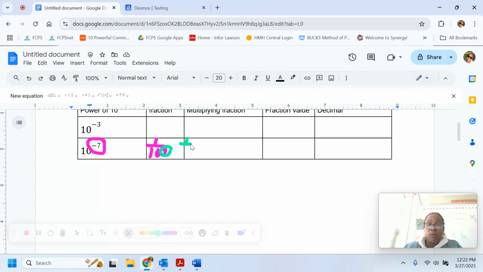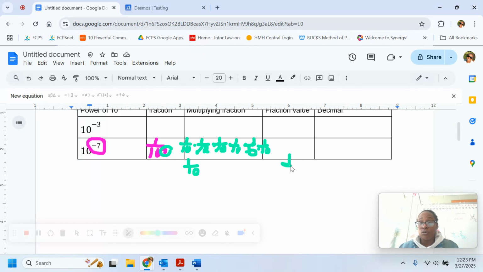So it would be 1 over 10 times 1 over 10 times 1 over 10 times 1 over 10 times 1 over 10. And I've got 2 more to do. 1, 2, 3, 4, 5, 6, and I'm going to put the 7th one down here, 1 over 10. So this fraction is being multiplied 7 times, okay?